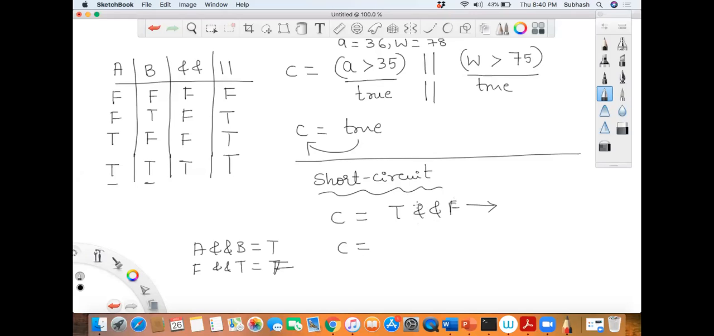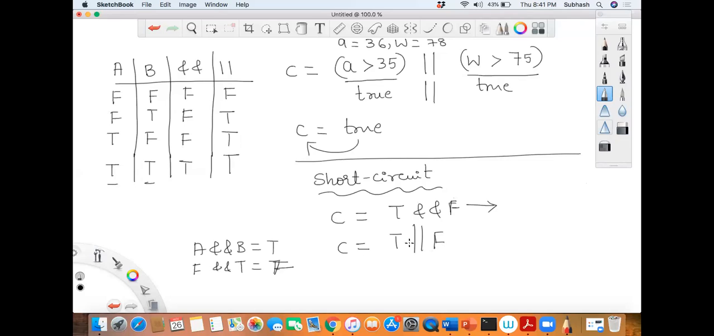But if it can make out what the total expression's value could be just by seeing the left hand side expression, then it won't go and check the right hand side expression. That is what I'm trying to tell you. Is that okay? Now let me take one more example: true OR with false.